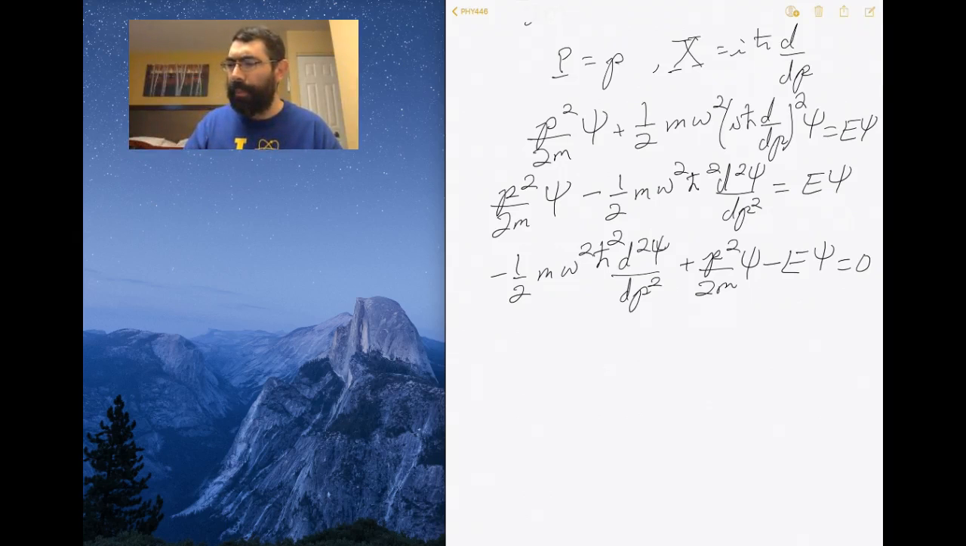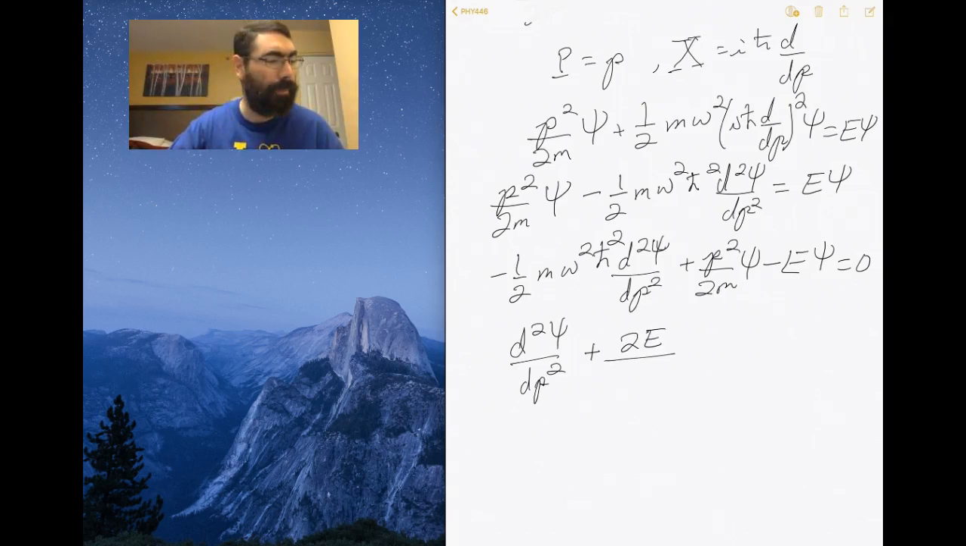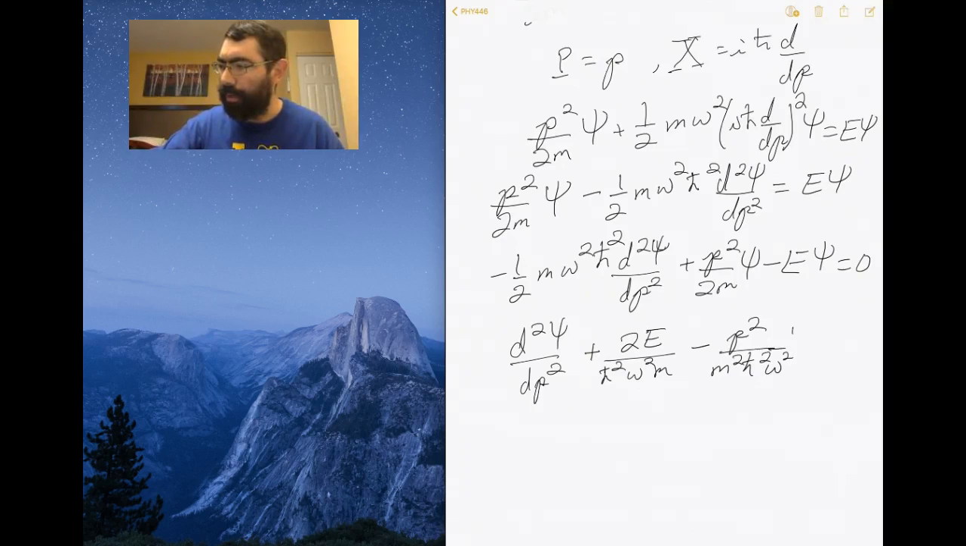So let me now divide out the term in front of the derivatives, that minus 1/2 m omega squared h bar squared. Now we get a nice clean second order derivative plus 2 times the total energy over h bar squared omega squared m, minus p squared over m squared h bar squared omega squared, times the wave function. We put all that together and it is equal to 0.